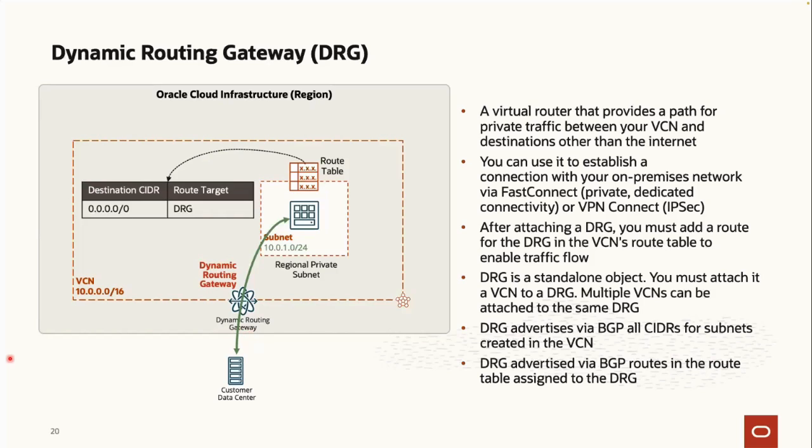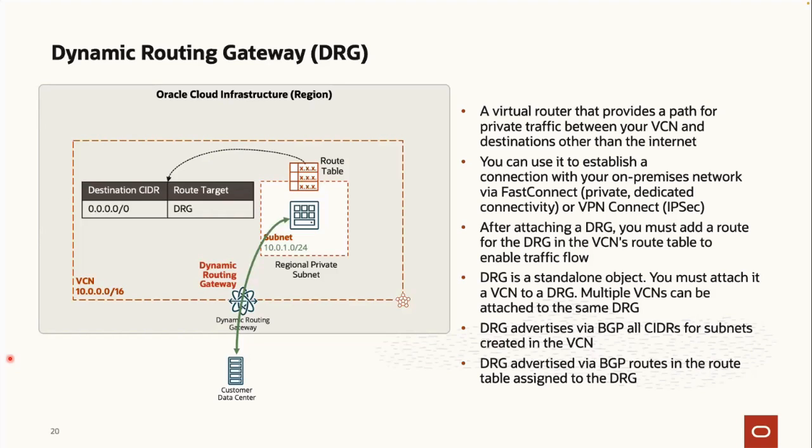And a DRG is also used while peering two VCNs in different regions. We call it here remote VCN peering. The latest version of DRG is DRG version 2, and it's also known as a transit hub. And DRG also supports BGP routing and advertises all CIDRs for subnets created in the VCN routes via BGP into the route table assigned to the DRG.